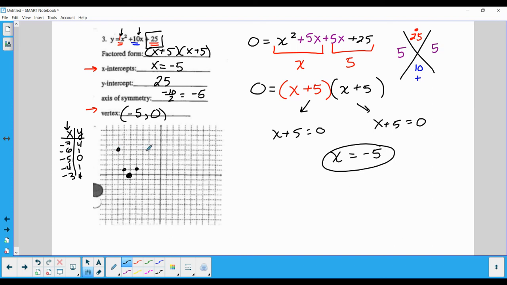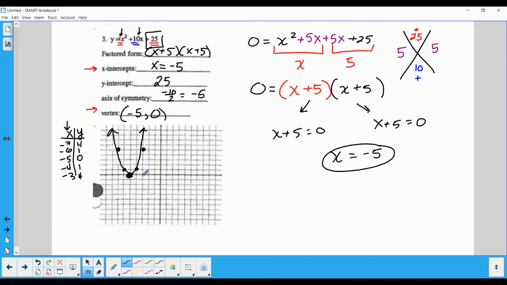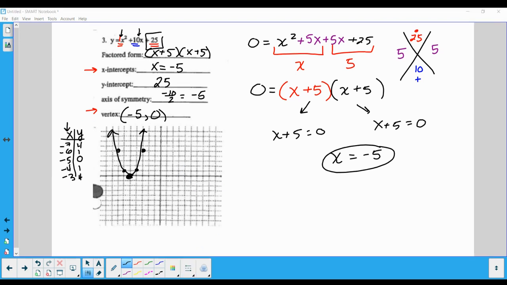You really don't need to do this in most cases, because in most cases you'll have 2 x-intercepts like we did on the last one and a vertex, and that'll give you plenty of points to graph your parabola. But in this case, because I only had 1 point from all of this information I could plot, I did decide to make a table to get just a little bit more information to graph.